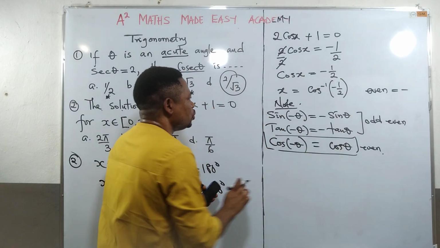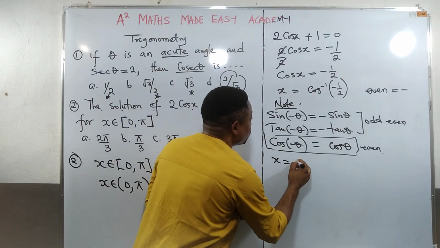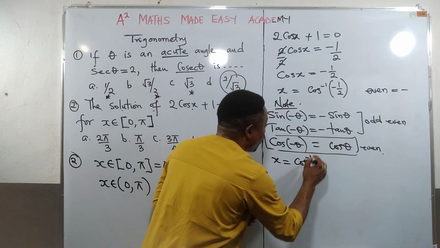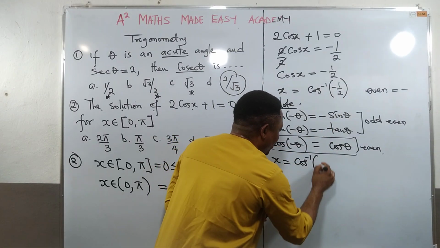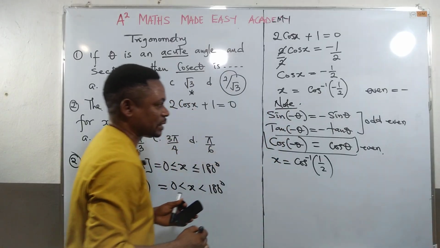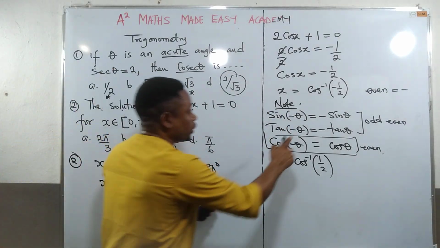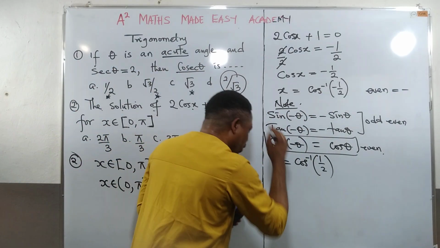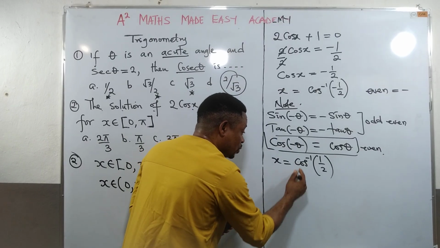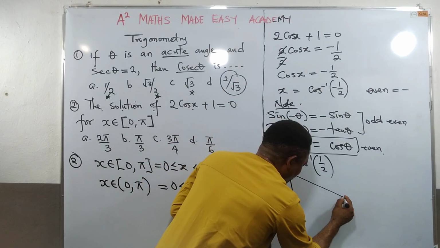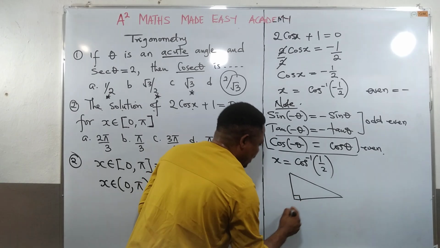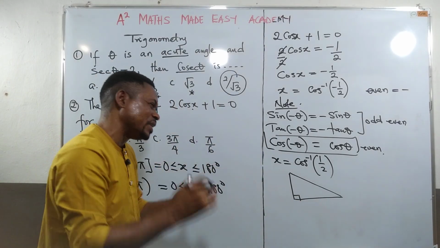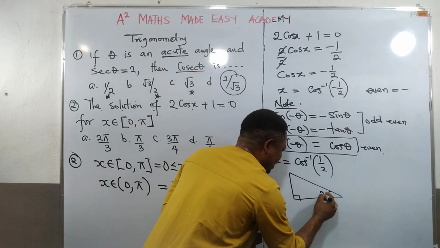Then let's continue. Do you know that this x that we consider as cos inverse of minus 1 over 2 is the same as cos inverse of 1 over 2? Am I communicating? Then what do we do? Remember what I told you, just negate the minus. We now consider our table again. This table is always unique.